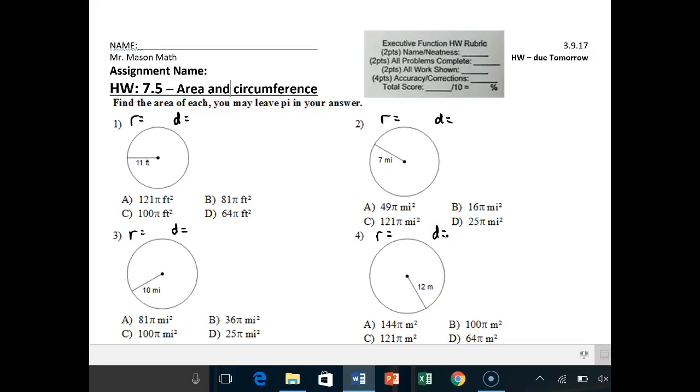For number one, for this whole section, it says find the area of each. You may leave the pi in your answer, so you don't have to multiply by 3.14. They've given us a radius of 11. Our diameter is 22. The area formula is area equals pi times r squared, so we need our radius. I'll plug in A equals pi times 11 squared. A is equal to not 22, but 121 pi, because that's 11 times 11. So A is your answer.